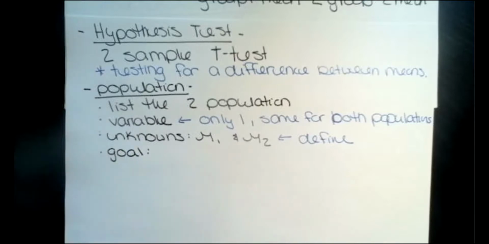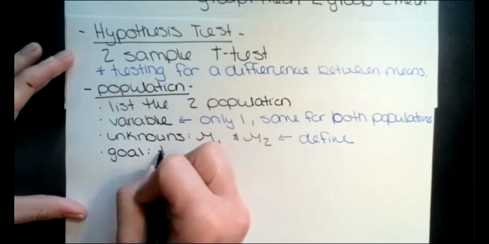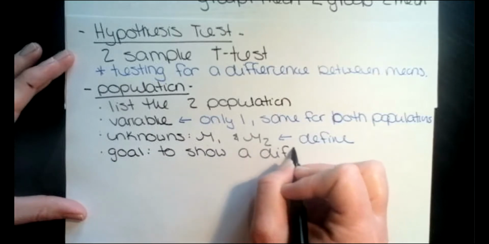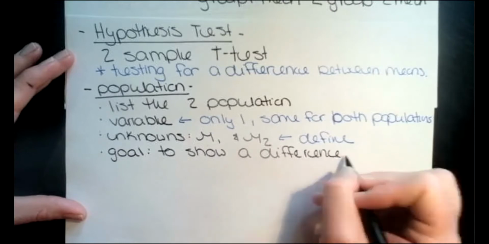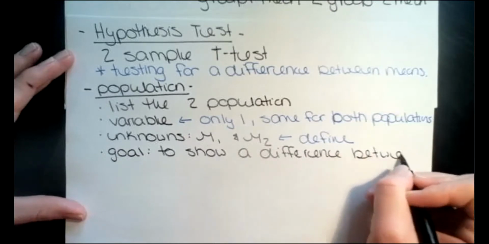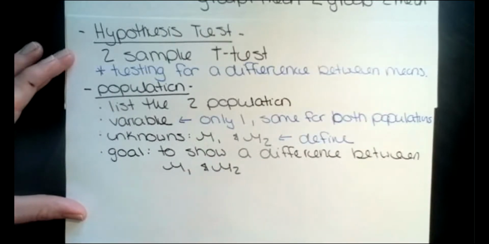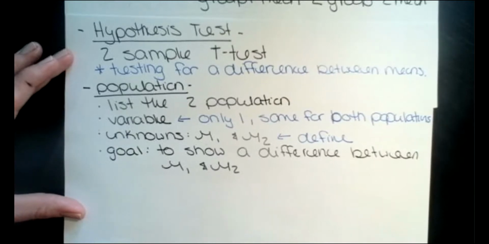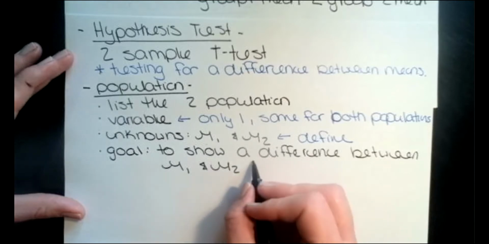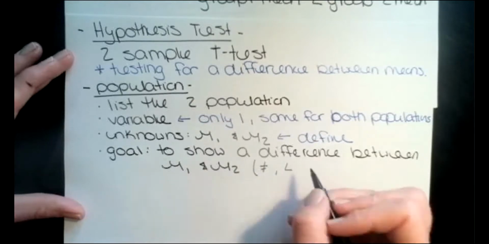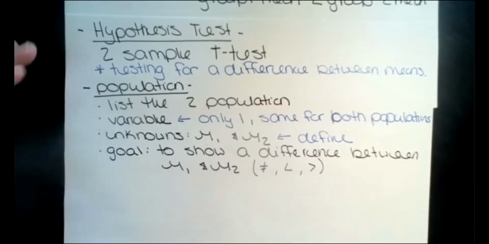Now, our goal is to show some kind of difference, okay? To show a difference between mu1 and mu2. And you know, don't write this out in symbols. This is all in words, right? And I want it specific for the variable and the population. But the difference could be where they're not equal. The difference could be where one's less than the other. The difference could be where one is greater than the other. So I'm just going to leave it with the symbols like that.